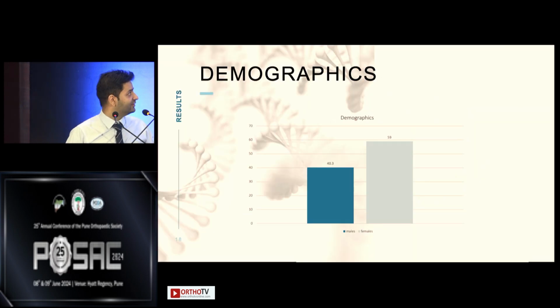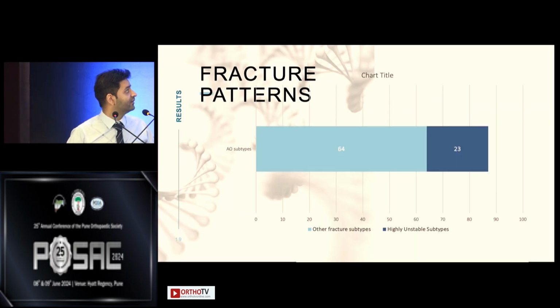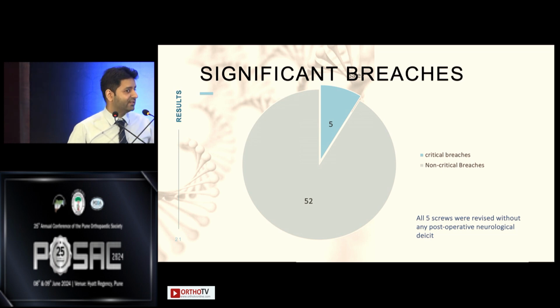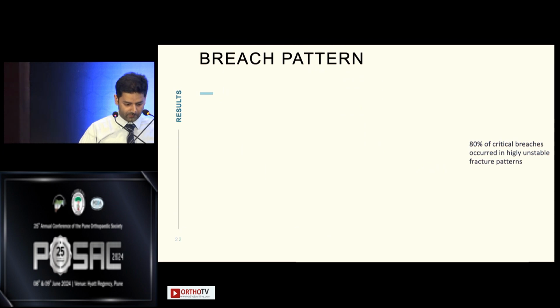So these are our results. Demography: 23 fractures were highly unstable and 64 were unstable. The overall breach rate was 8%. And the significant breaches, as I mentioned in earlier slides, were 5. That is less than 2% of the whole study. And they were all revised intraoperatively, without any neurological deficit post-op.